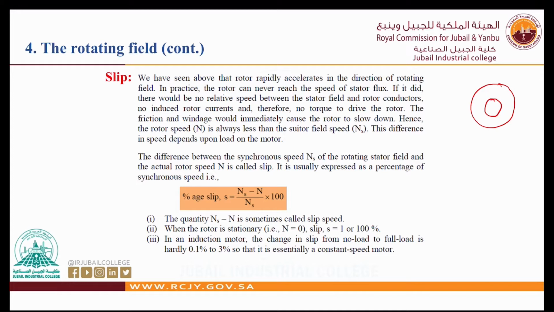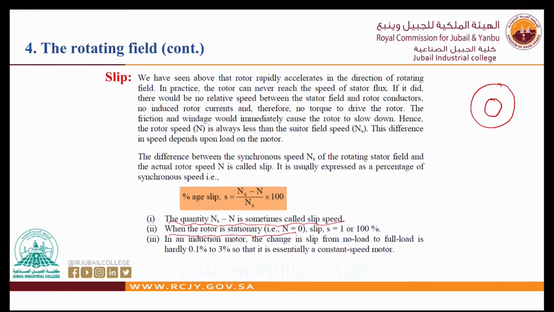Now the friction and the windage would immediately cause the rotor to slow down. Hence, the rotor speed is always less than the synchronous speed. This difference in speed depends upon the load on the motor. The difference between the synchronous speed and the rotor speed N is called the slip. And the quantity of N synchronous minus N is sometimes called the slip speed.